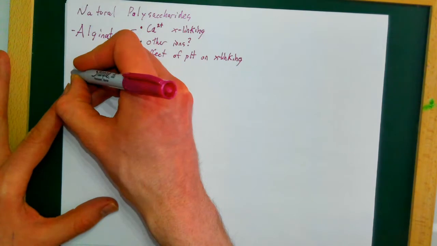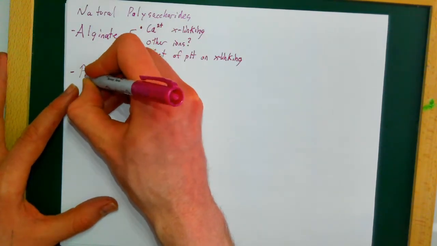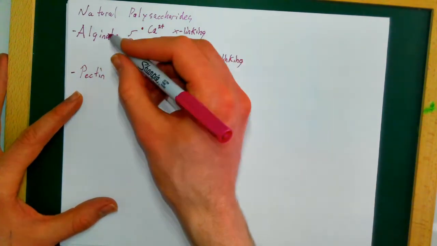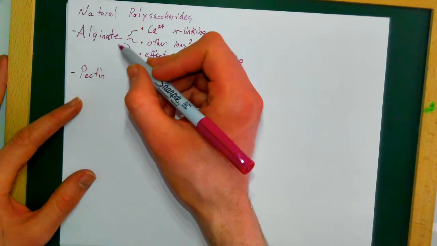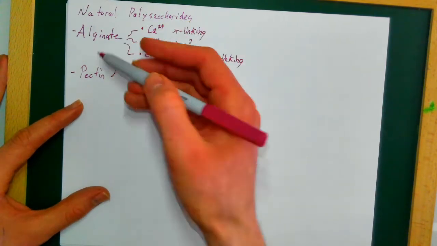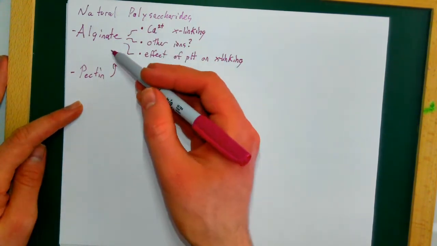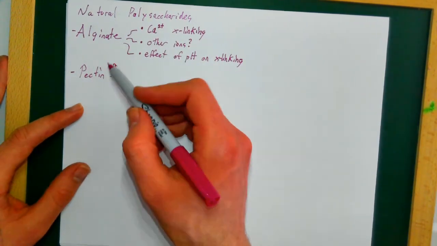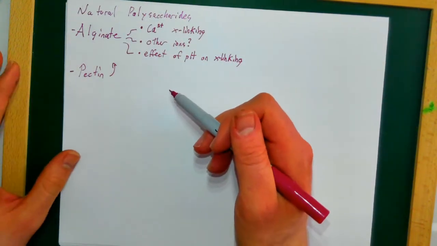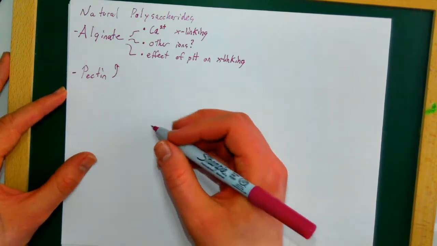Then we're going to talk about another natural polysaccharide, which is pectin, and how it's similar to in some ways and different from alginate in other ways. So we're going to draw some comparisons. Pectin is a different polysaccharide from alginate, but they're similar in many ways. And by looking at how they're similar and how they're different, that will also help reinforce some of these ideas that we talked about with alginate.